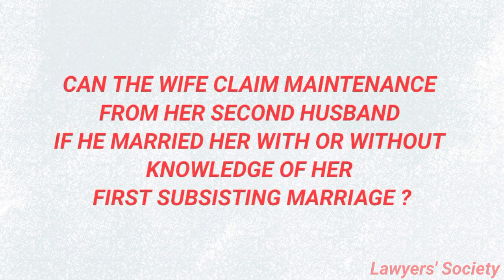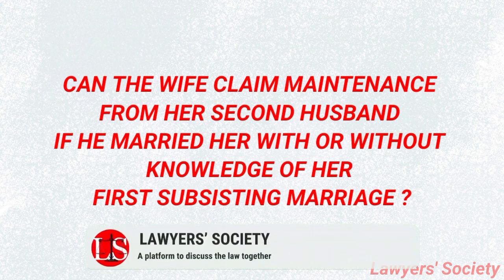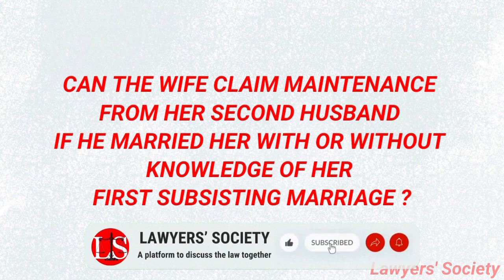But on the other hand, can you say that a wife can claim maintenance from her second husband if or if not such husband had knowledge of her subsisting marriage at the time of her second marriage? That is, she already has a husband, but she either informs her second husband of the same or she suppresses the same from the second husband and she marries this person. Can she then claim maintenance from her second husband?